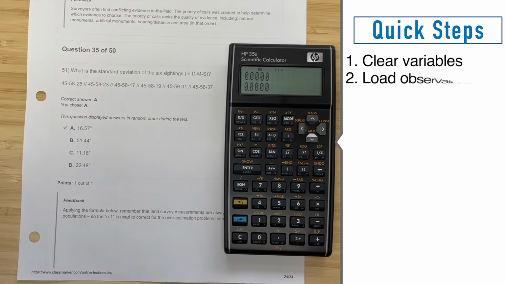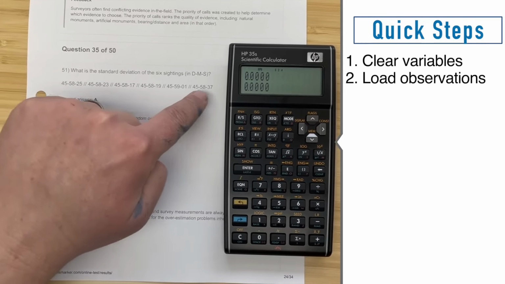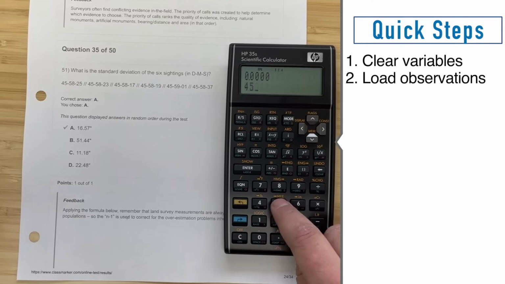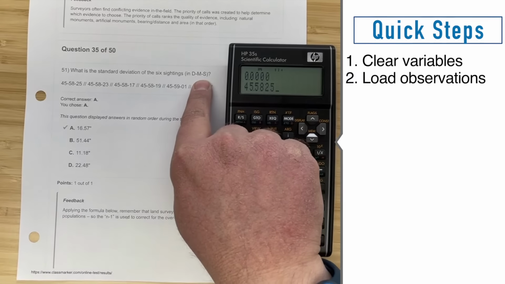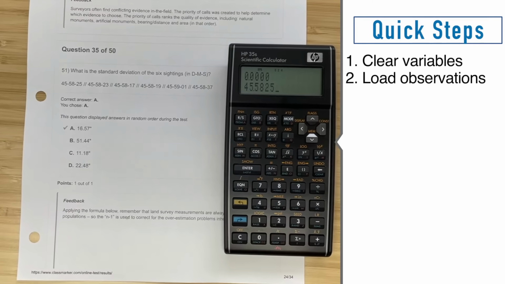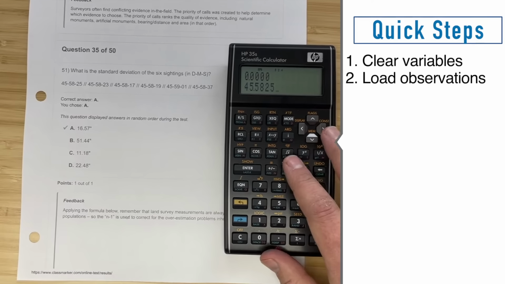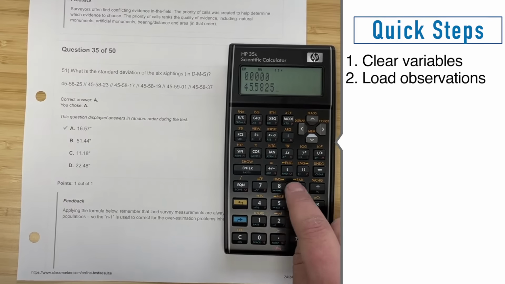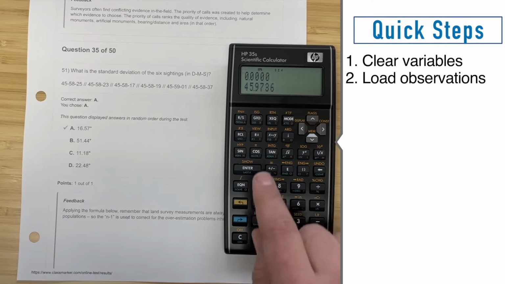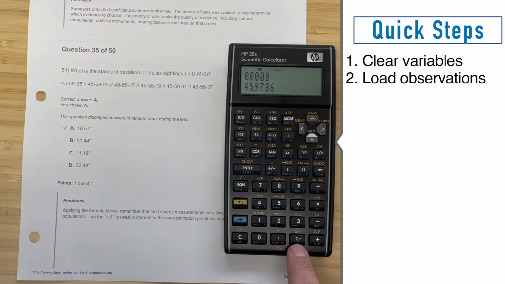Next, I'm going to load all 6 of these observations. 45.5825. Now this is in degrees, minutes, seconds. But our computer here does not like doing math in DMS. It likes doing math in decimal degrees. So what do we do? Orange, 8 decimal degrees, hit the E plus button, saved as variable 1.